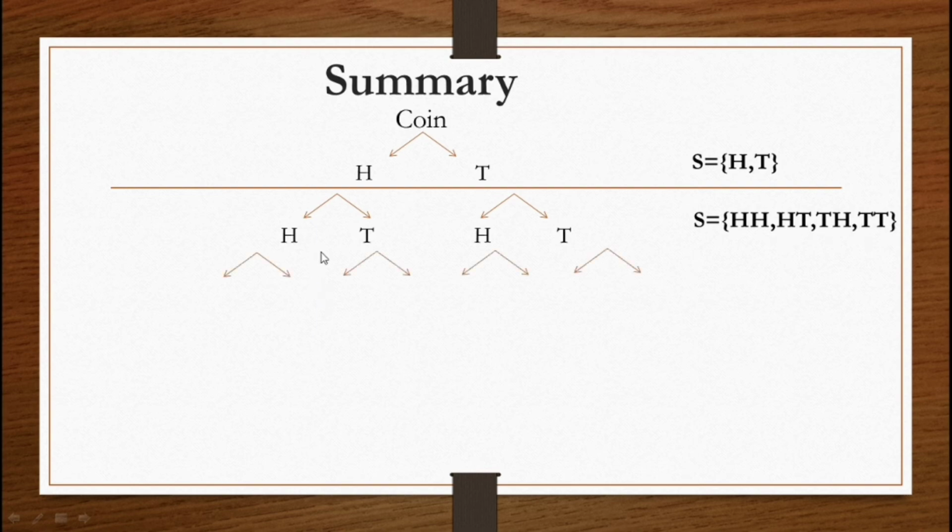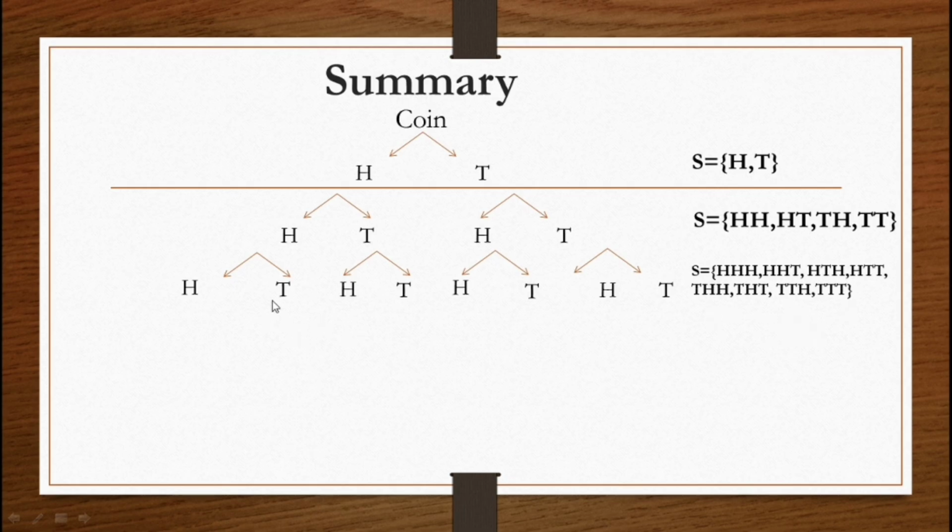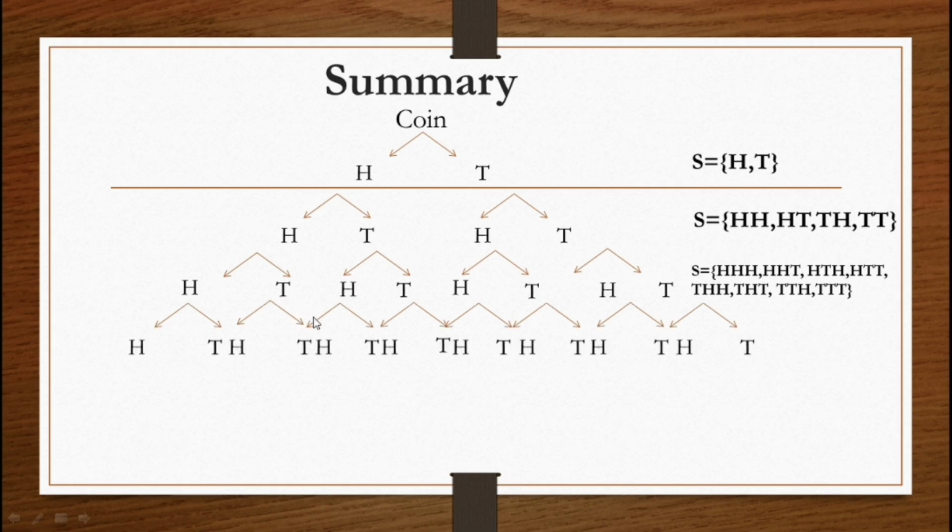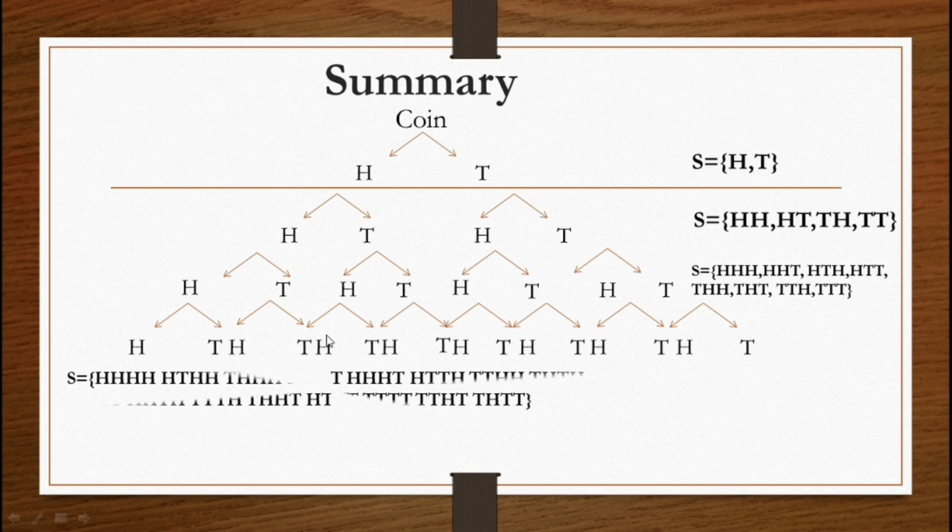Again put two down arrows and write H and T. Now the sample space will be HHH, HHT, HTH, HTT, THH, THT, TTH and TTT. So the sample space is here. Now next, put down arrows again and write H and T. Now you will get the sample space of tossing a coin four times.